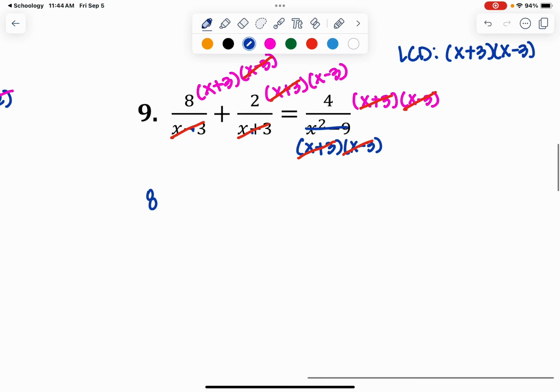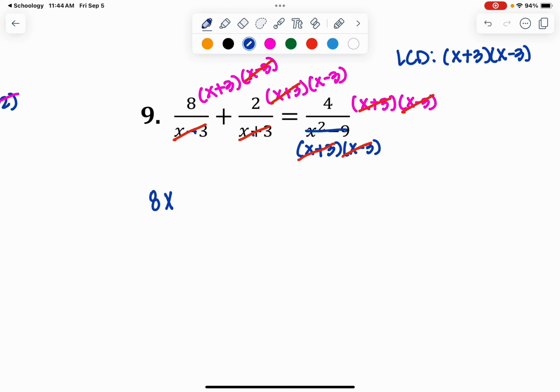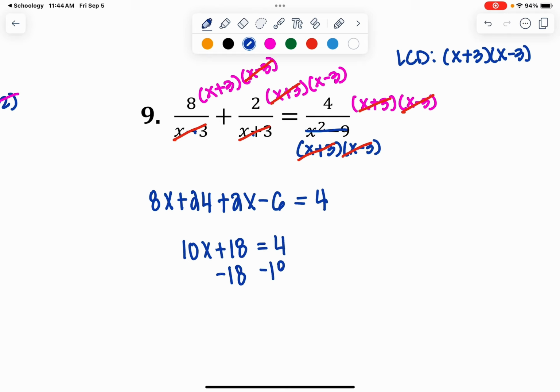So you have 8 times x plus 3. Well, actually, I'm just going to distribute now instead of writing that down and save ourselves a step, right? I have 8x plus 24. Plus distribute your 2, plus 2x minus 6 is equal to 4. Combine like terms, that's 10x plus 18 is equal to 4. Subtract 18 from both sides. That's 10x is equal to negative 14.